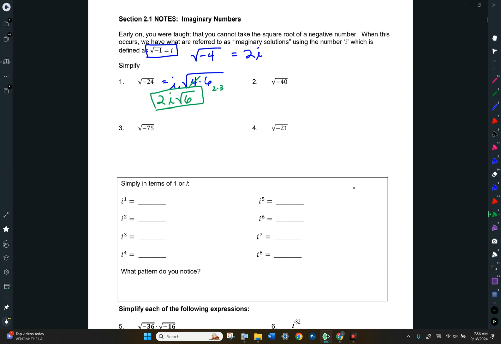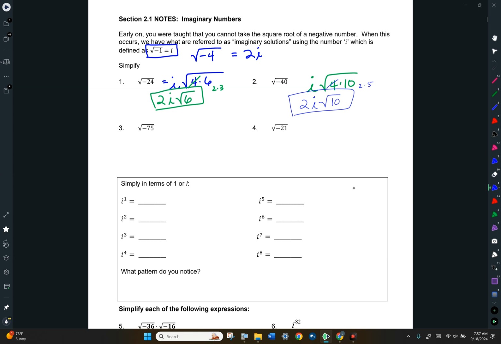On another example, number 2, the negative is going to come out as an i, and then you can think of the 40 as 4 times 10. Because we know the square root of 4 is 2, I bring a 2 out. Keep the i that's out there. And again, even though that 10 is 2 times 5, there's nothing that you can bring out from that. So I'm just going to leave it square root of 10. And so that would be my simplified answer.